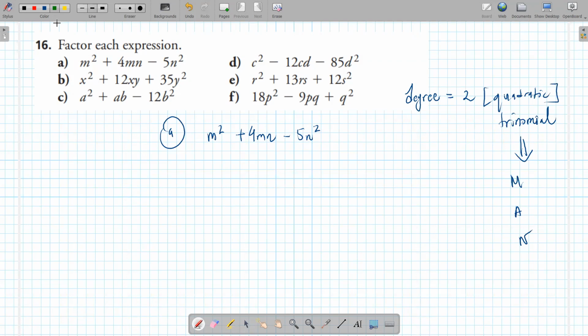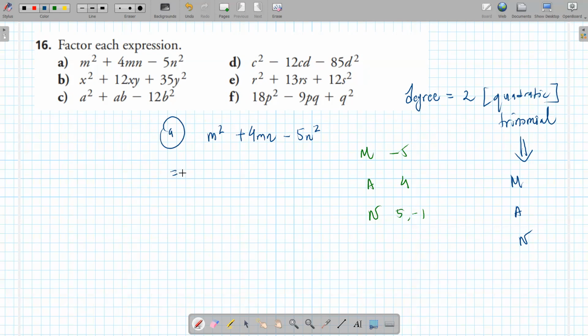So how do you factor this? You just do what we've always done. You man it. What do the 2 numbers add up to? What do they multiply to? They add up to 4 and multiply to -5. So what are the numbers? 5 and -1. 5 and -1 would do it. So what do you do next?